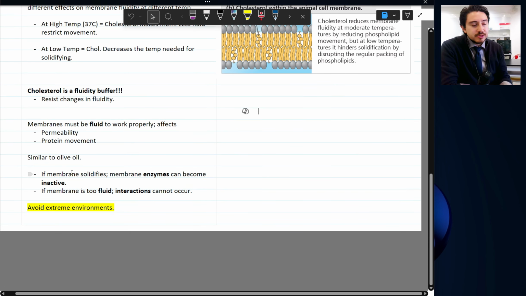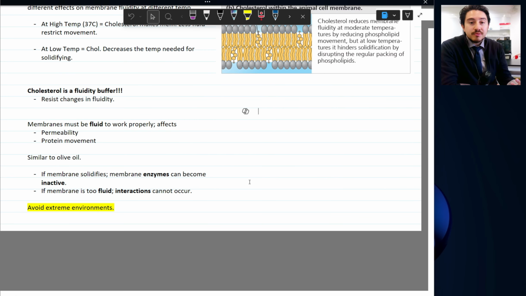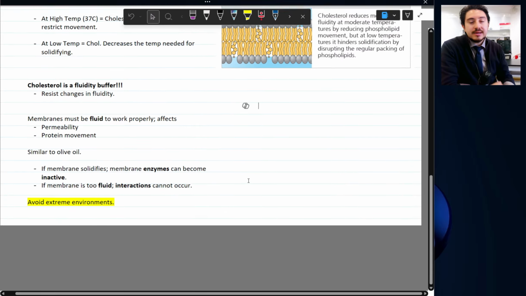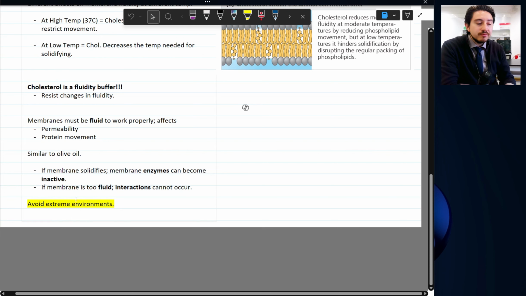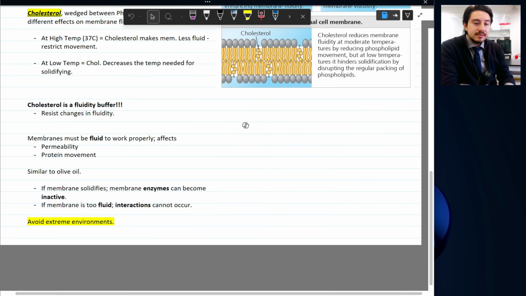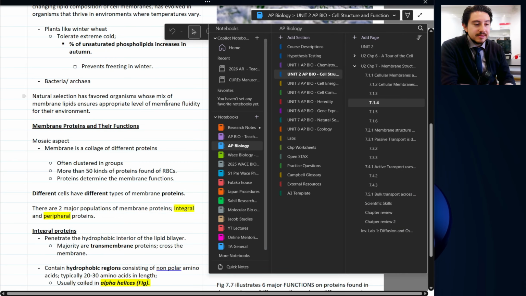So again, similar to olive oil in a sense, right, to be fluid. If the membrane solidifies, membrane enzymes can become inactive just because they can't move, and it's difficult to interact with other molecules. If the membrane is too fluid, interactions cannot occur either, because the rate of movement is just too high. It's going to impede actual interactions. So you want to avoid the extreme environments, and that's what cholesterol helps the cell membrane achieve: avoiding the extremes.